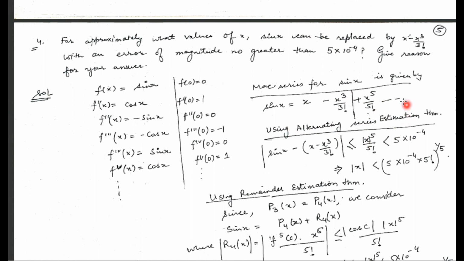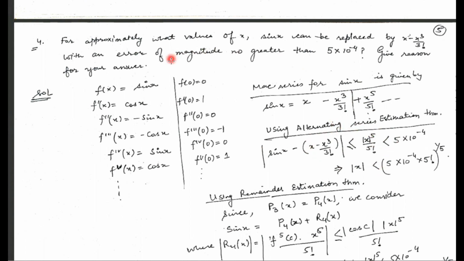Now, by using the alternating series estimation theorem, we know that the modulus of L minus Sn will be less than or equal to the first unused term. In this case, this is x to the power 5 over 5 factorial. Since we have the modulus over here, so this will now become the error.